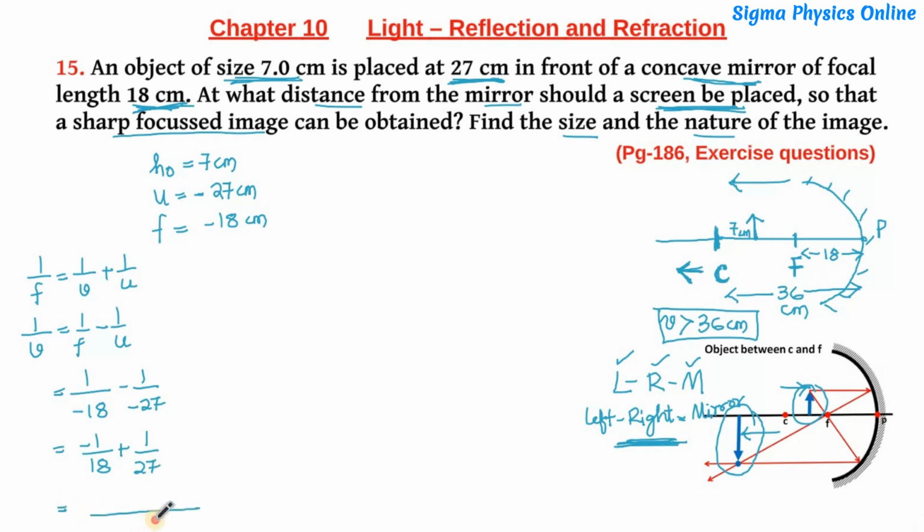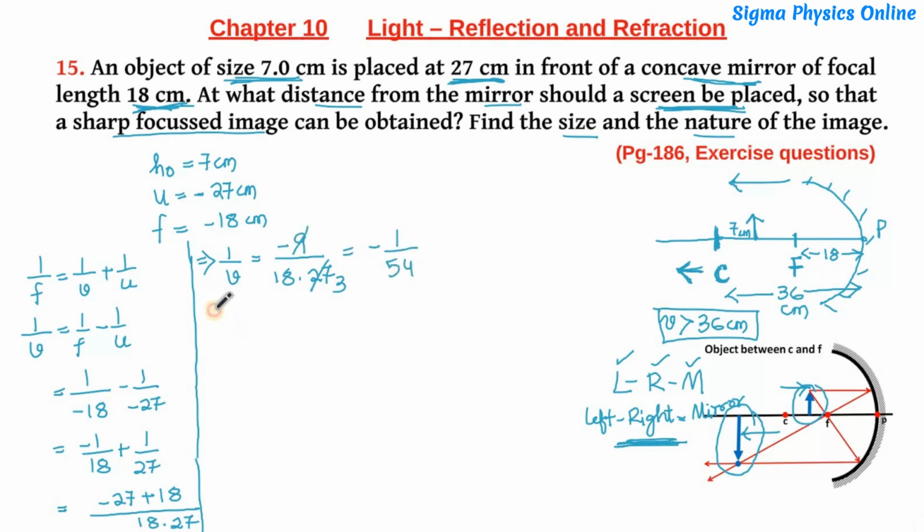Now we'll take the LCM. Let me write down 18 into 27. It will be easier while solving further. So 18 gets cancelled. It's minus 27 plus 27 gets cancelled. It's plus 18. 1 by V is minus of 18 into 27 by minus 9. So it is 3, that is minus of 1 by 54. So our V comes to be minus of 54 centimeter.